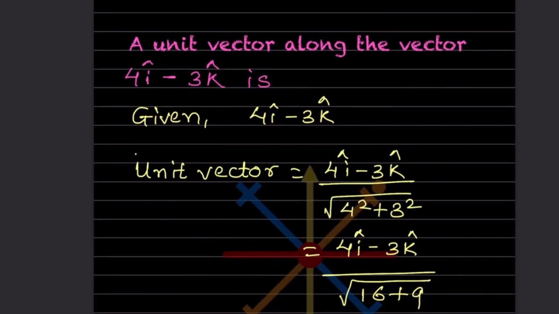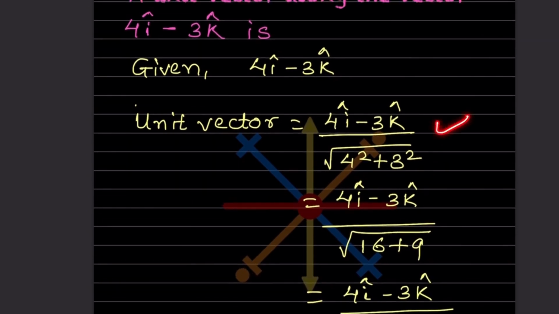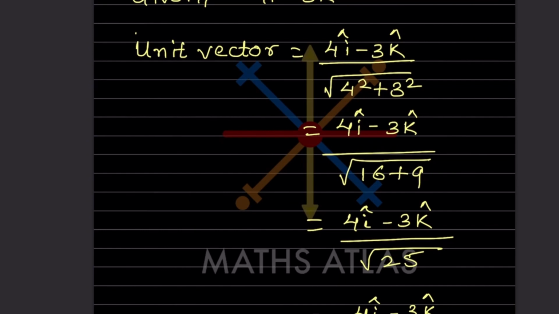The unit vector along the vector 4i minus 3k is. So now what will you write here? Given is 4i minus 3k. So the unit vector is, we write it this way, 4i minus 3k divided by the root of 4 square plus 3 square. So 4 square is 16 plus 9 under the root.